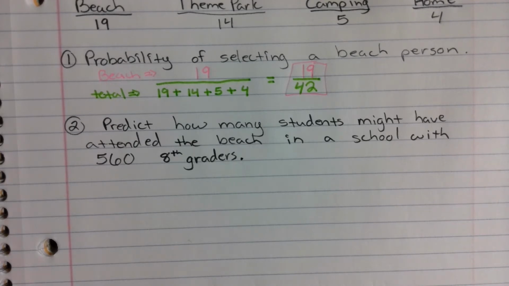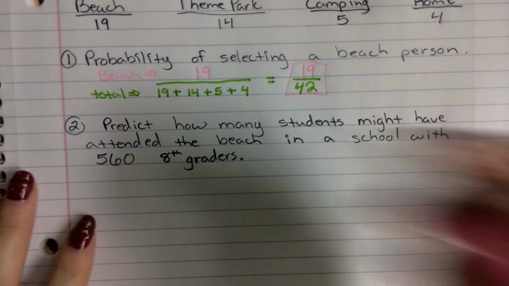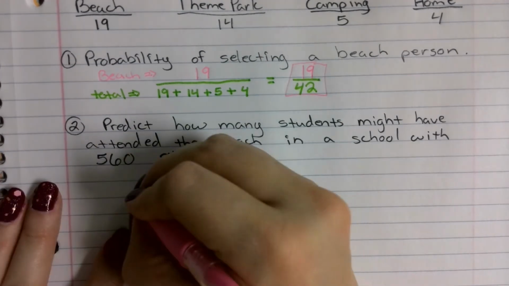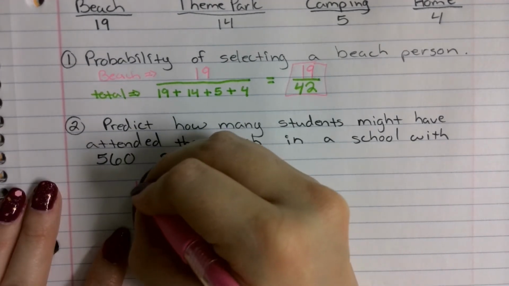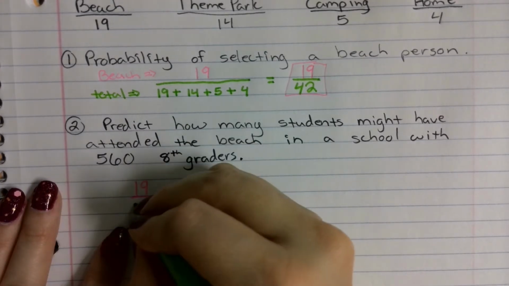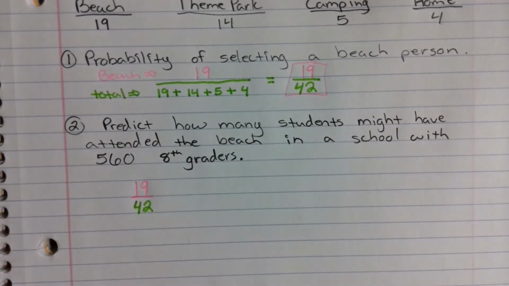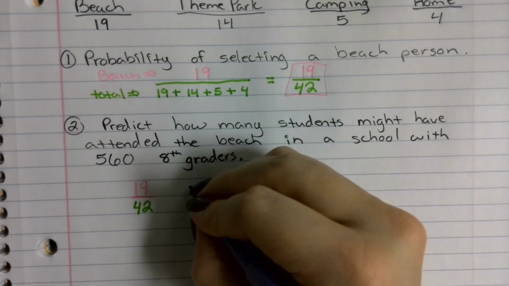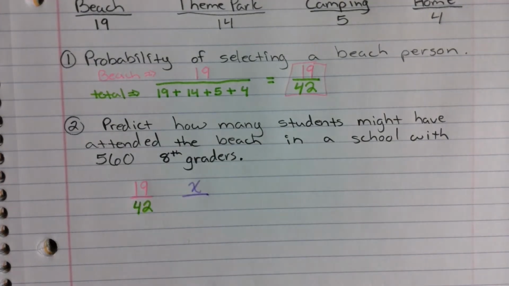So again, what you're doing is you're taking that probability that you know. So we know that we've got a probability of 19 students out of 42. Okay, that's what we have observed. We've seen that happening. But we want to know how many of them out of 560.